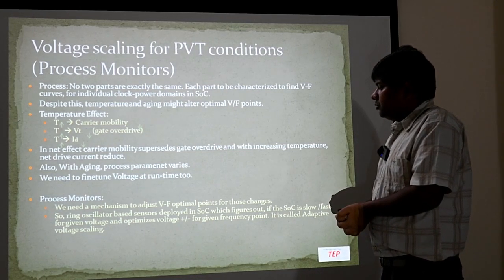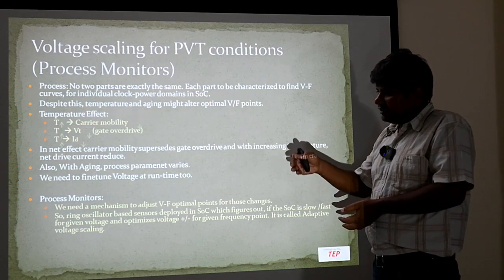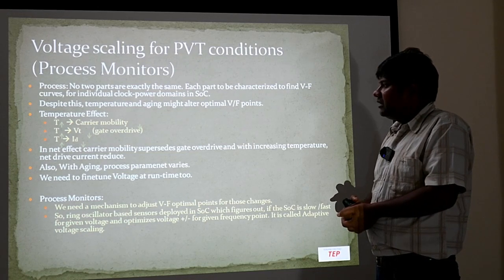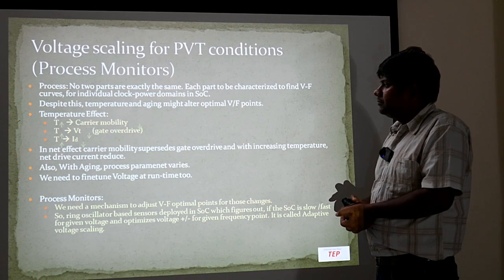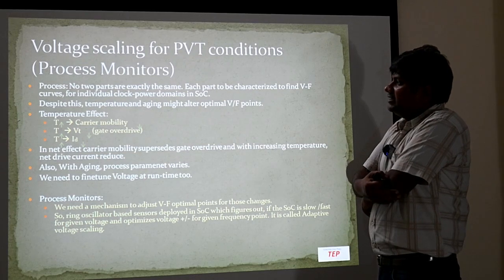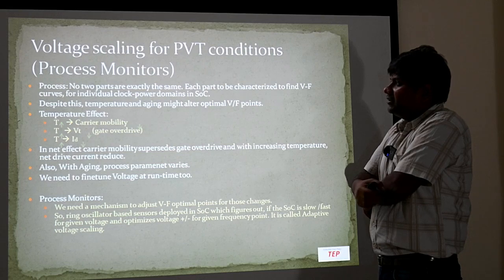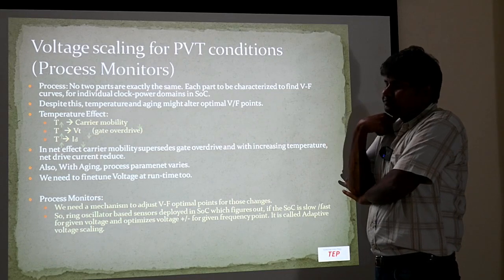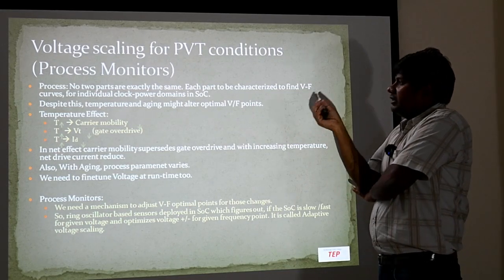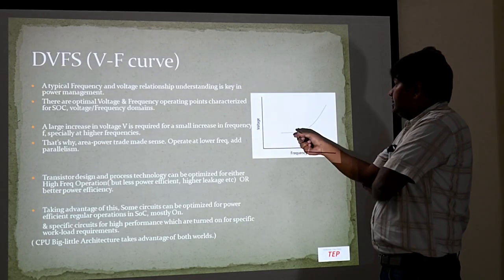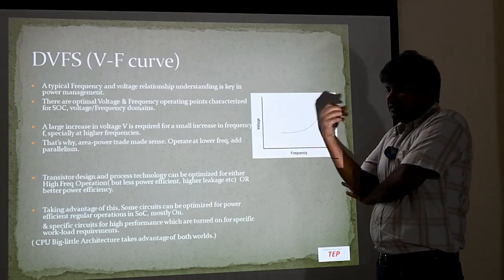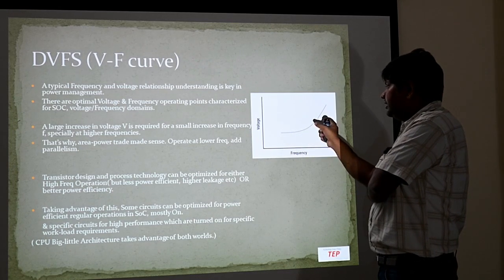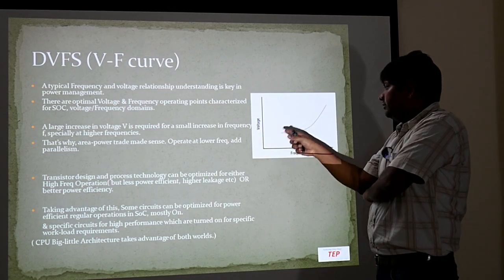So far we understood DVFS, then clock gating, and VDD minimization. One more concept which has an impact on the DVFS curve at runtime is the PVT conditions. When we say PVT conditions, let's say our VF curve is characterized for each and every part that is designed, and we know how voltage and frequency are related for that particular part, and we decide the VF points.